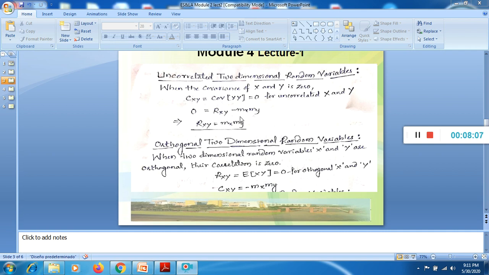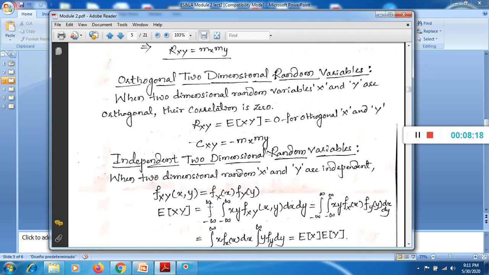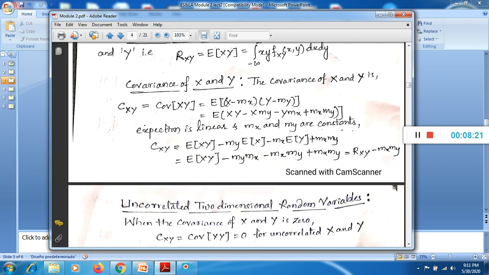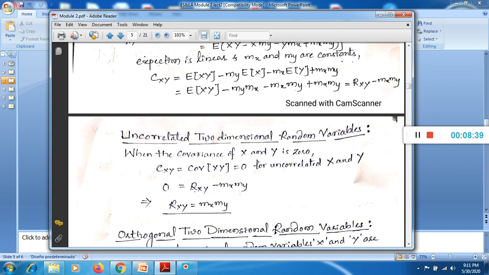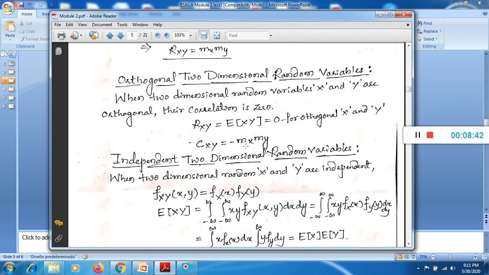C of xy will be equal to r of xy minus mx my. In this equation, c of xy is covariance and r of xy is correlation. And if correlation is 0, then we can write c of xy is equal to minus of mx my.